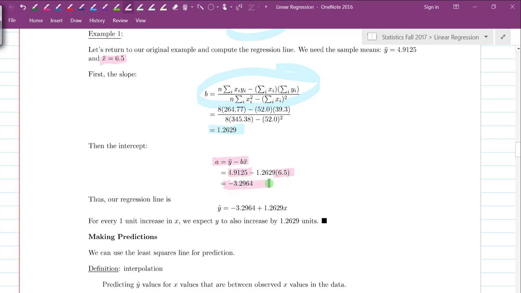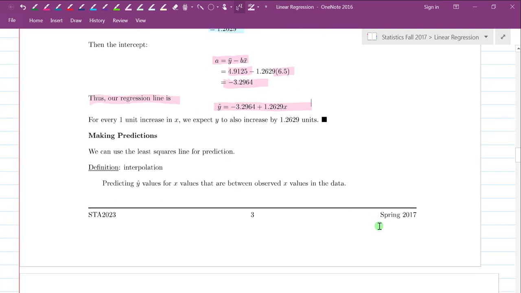Throw that in your calculator, and you're going to find that your intercept is negative 3.2964. Thus, our regression line is given by y hat is equal to negative 3.2964 plus 1.2629 multiplied by x. Don't forget your x right there. So this means that for every unit increase in x, we expect y to also increase by 1.2629.